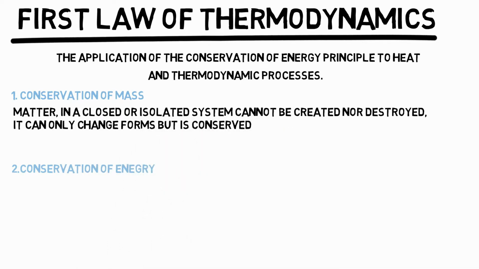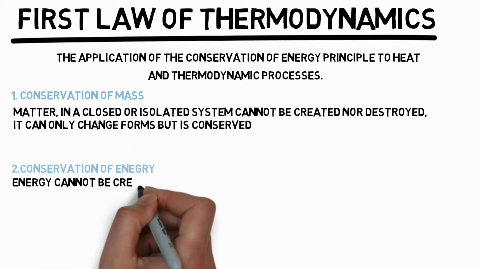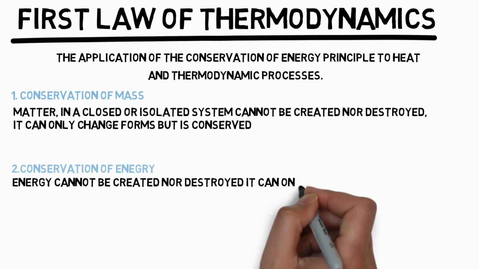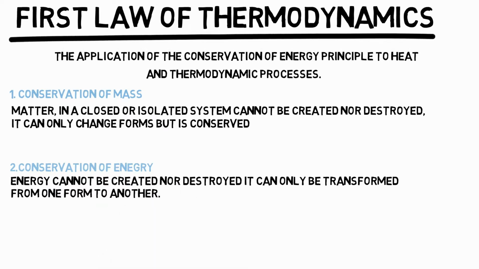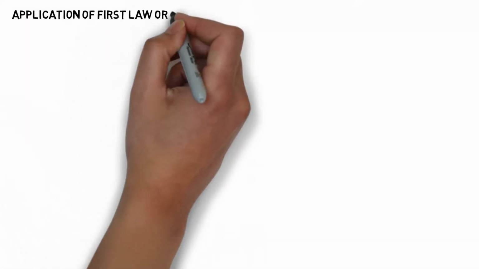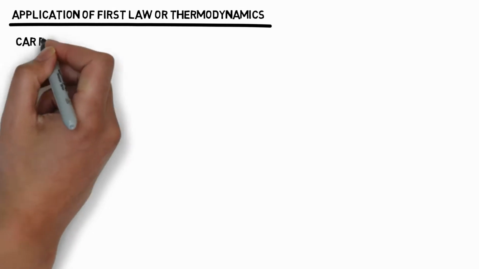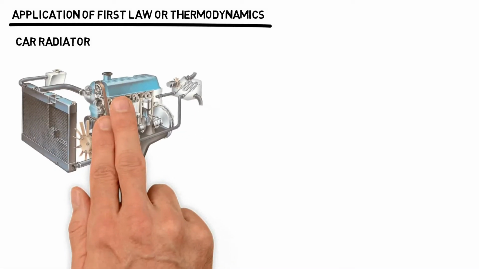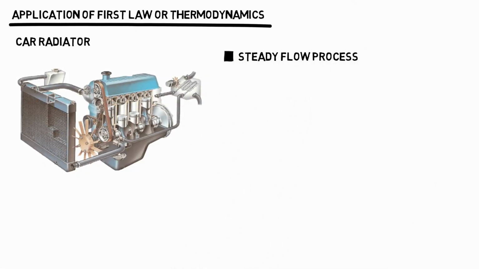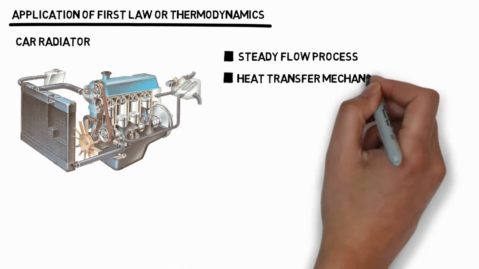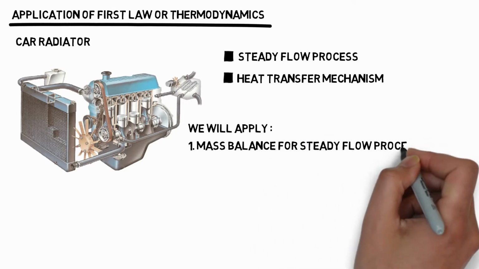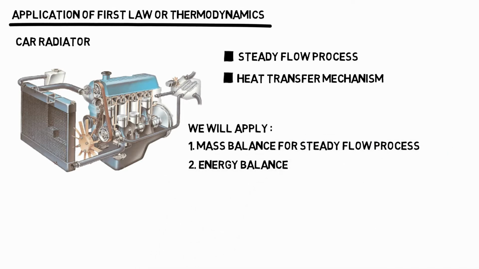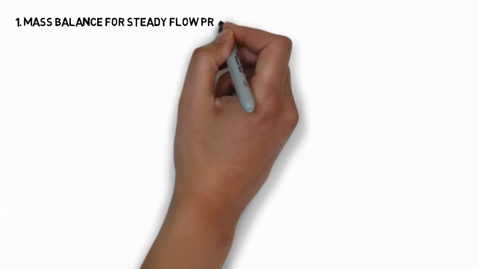The second, conservation of energy, states that energy cannot be created nor destroyed. It can only be transformed from one form to another. Now, let us apply the first law of thermodynamics to better understand the principles of a car radiator. A car radiator is an example of a steady flow process with heat transfer mechanisms. Therefore, we will apply mass balance for steady flow processes, as well as energy balance, incorporating heat transfer mechanisms into the explanation.